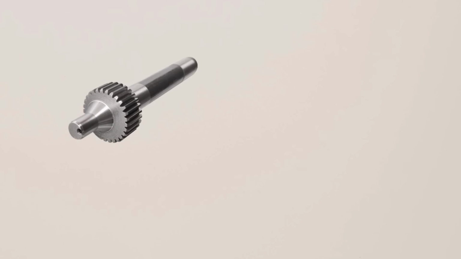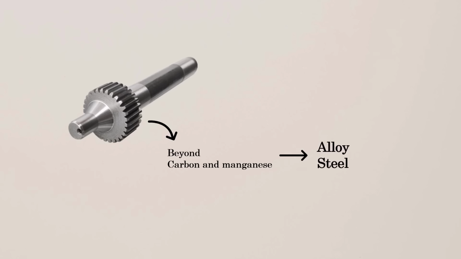But in engineering standards, any steel that has intentional alloying elements beyond the carbon and manganese is considered alloy steel. But in practical market terms, we only label it alloy steel when it is not stainless steel and not tool steel.